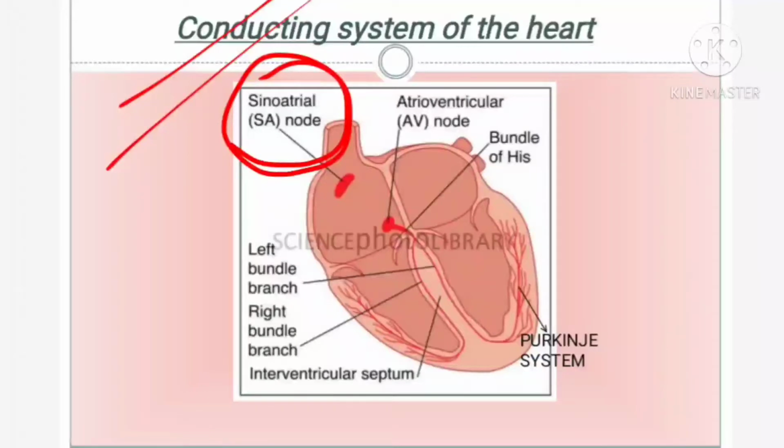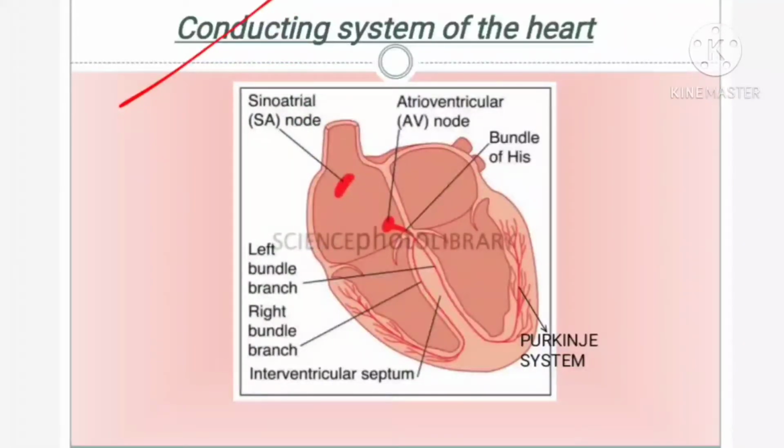On the place where the superior vena cava is, this part. So this is the region in the right part of the heart wherein you can find what? The SA node is present. Who is present? The SA node is present.